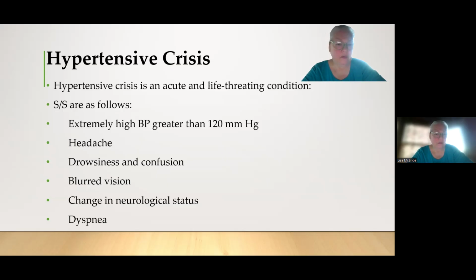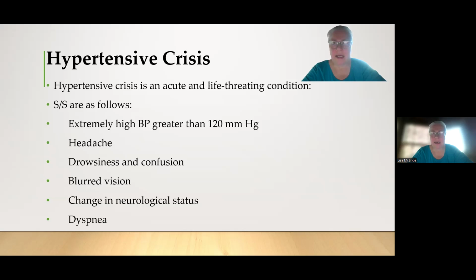So again, watch for extremely high blood pressures, but extremely high 180 is what we're looking at. So you'll see patients with headaches, drowsiness, confusion, blurred vision, the changes in your neurologic status, dyspnea.